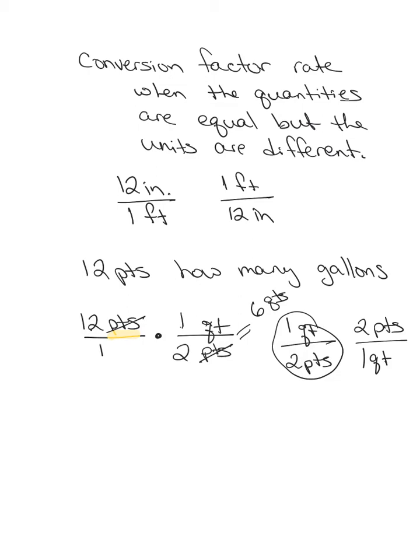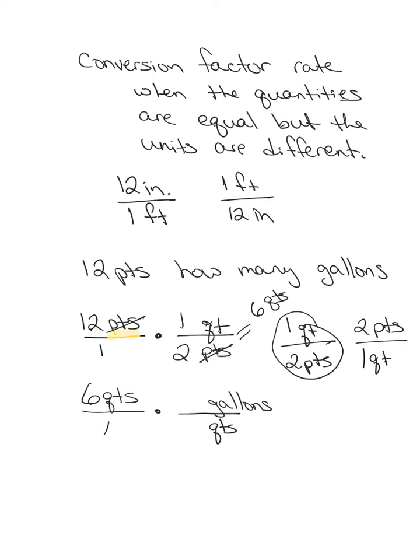Or you could even cross cancel if you wanted to. Well, now that we've got 6 quarts, we can use a conversion factor going between gallons and quarts. So again, we need to put the units on the bottom that we are starting with so that they cancel out, so that'd be quarts. And we'd put the units that we want to get to on the top, that would be gallons.